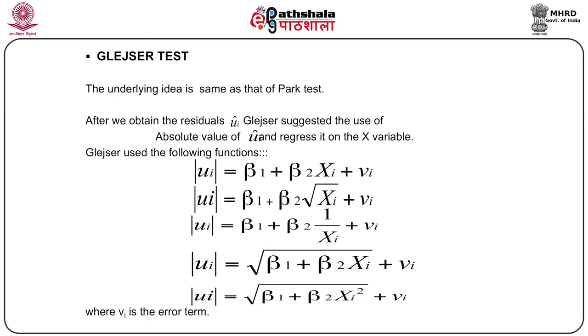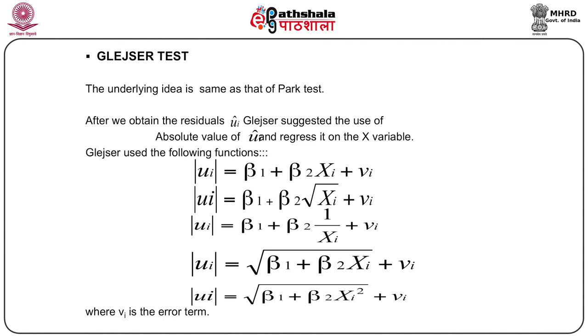Or we can use the model where we regress the modulus of ui on the square root of beta 1 plus beta 2 xi plus vi. In other words, we regress the modulus of ui on the square root of the linear regression model beta 1 plus beta 2 xi. Or finally, we can use another model of the form modulus of ui equals the square root of beta 1 plus beta 2 xi squared plus vi, where vi in each of the above models is the error term.